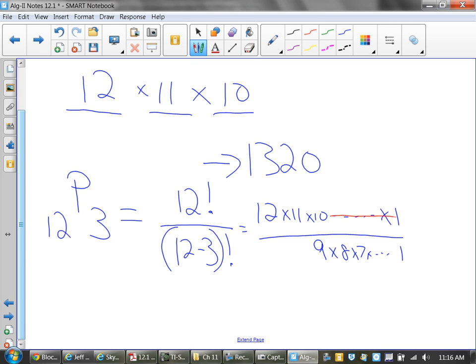So the 9 on down, and that's why you're left with 12 times 11 times 10. It's called a permutation. Again, there is a button on your calculator to allow you to do that.